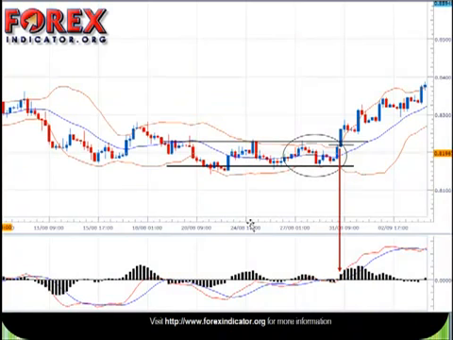Can you take a look at this example here? Can you see I drew a trend channel, a resistance trend line, a support trend line? And I put a circle here. This circle is trying to show you an area called the Bollinger Squeeze. Can you see it's very squeezy here, the Bollinger Band?